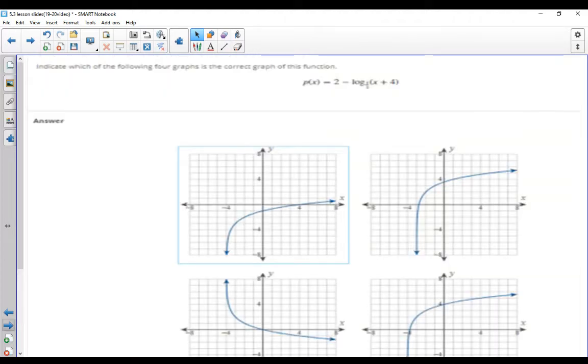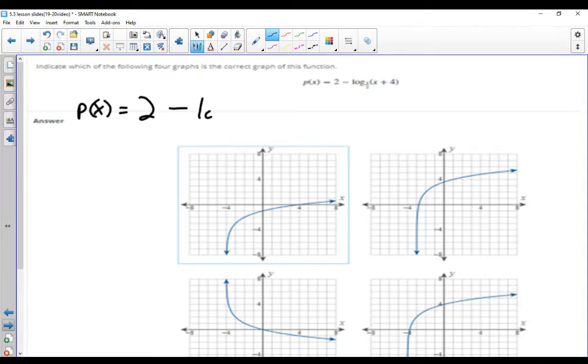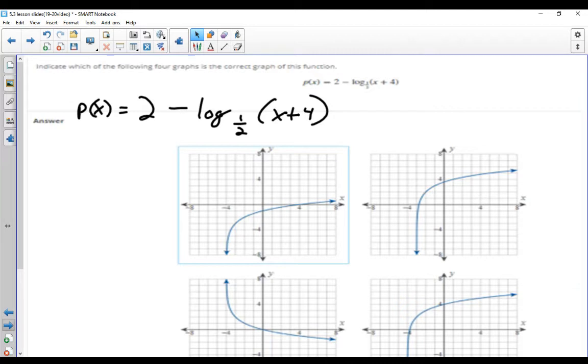So on this slide, you can't really see it on the video, but what it's saying is that the equation is 2 minus log base 1/2 of (x + 4). And that's basically what it says. Now, I want to let you know, this is a positive 2 in the front being subtracted by log base 1/2 of (x + 4). It looks a little weird when the log function's not in the front.